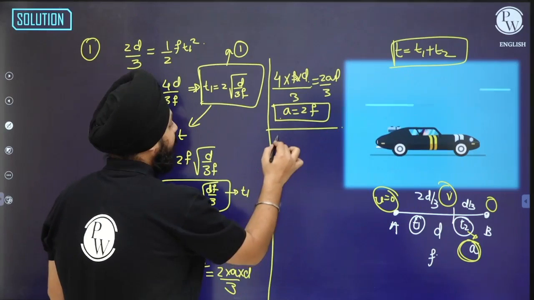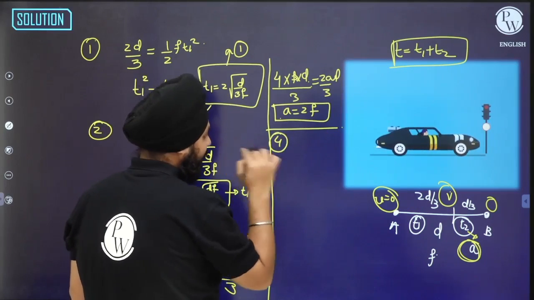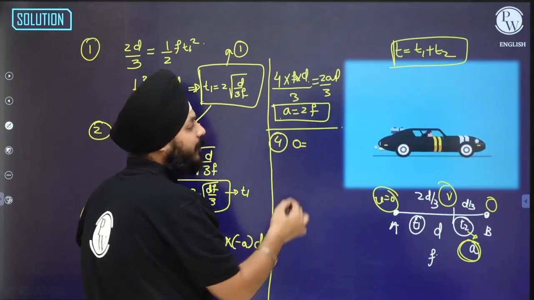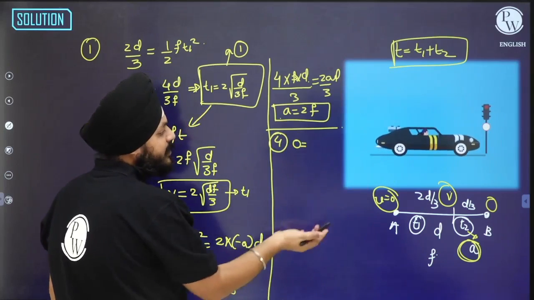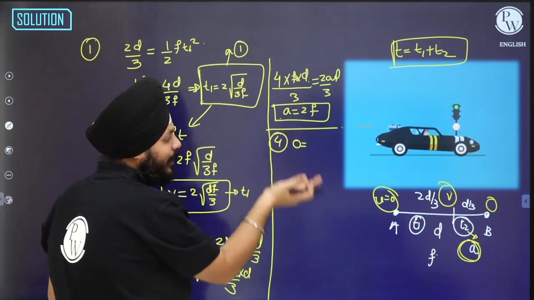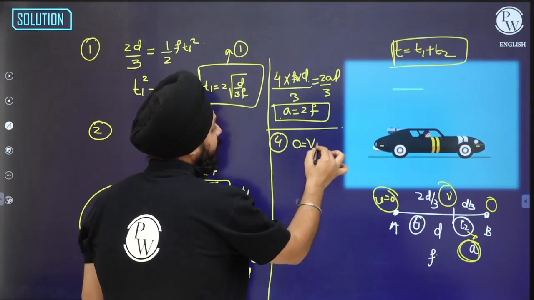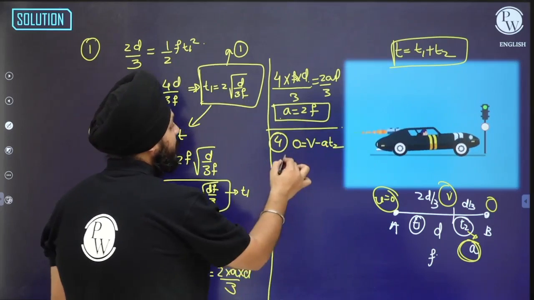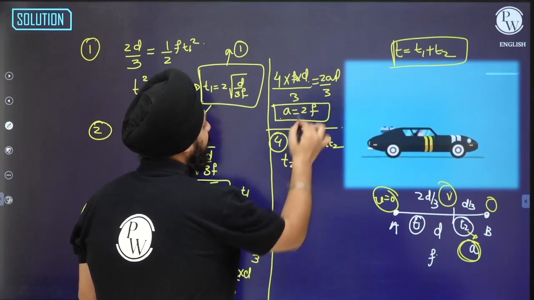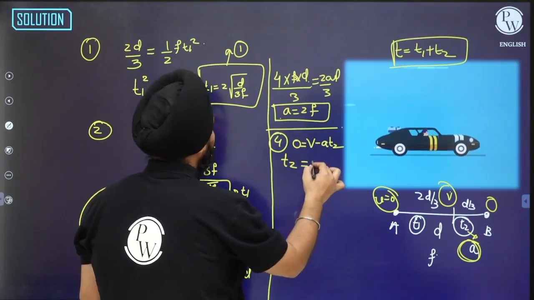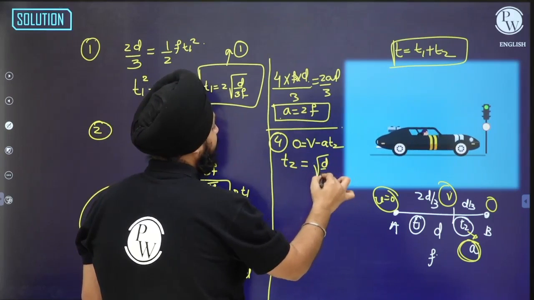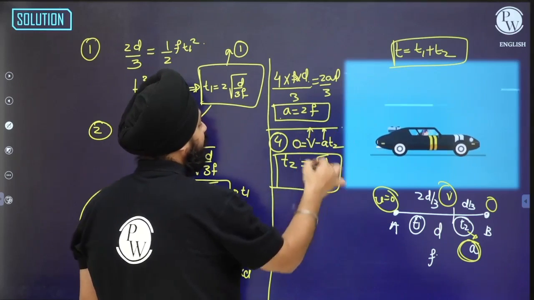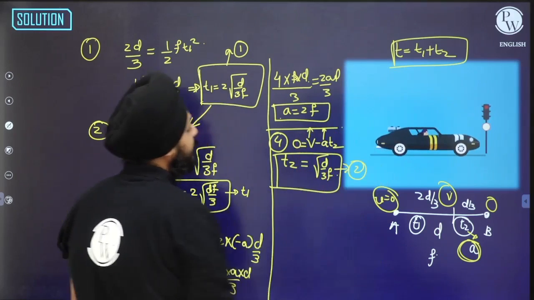So again we move forward to the fourth step. Initial velocity is V, final velocity is 0. Simple equation we are going to analyze: V is equal to U plus AT. So this was V, and that is equal to A of T2 because A is for retardation, negative. Replacing the values of V and A, we get T2 is equal to under root of d by 3f. Consider this as equation number 2.